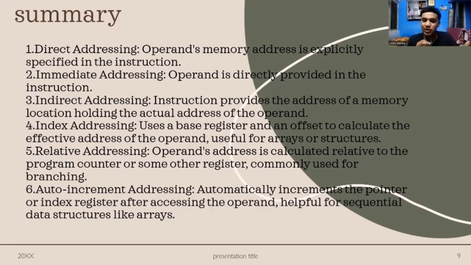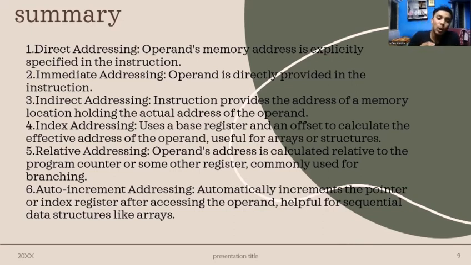Now, what happens in the immediate addressing mode? In the immediate addressing mode, the operand is directly provided in the instruction. In the first one, the operand's memory address was explicitly specified, but in the second one, the operand itself is directly specified in the instruction. This is the difference between the direct and the immediate addressing modes.